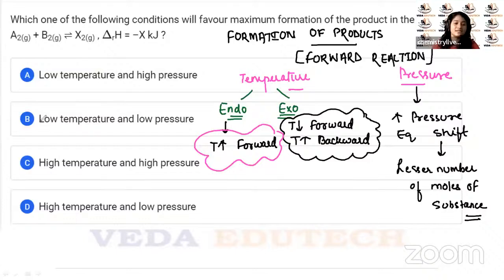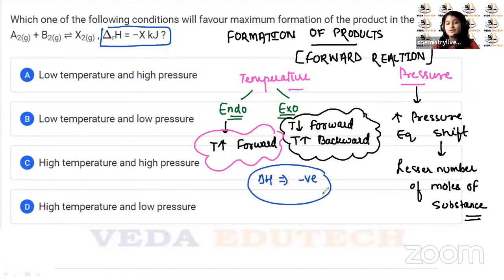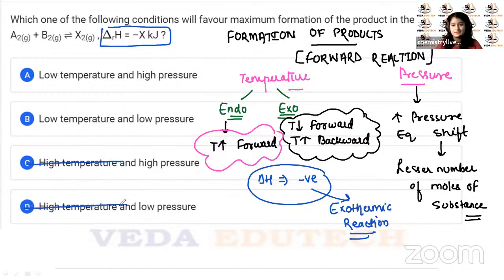And what are we going to discuss here then? We'll see what's given in the question. The value of delta H is given to us as negative. When delta H is negative, this is an exothermic reaction. In case of an exothermic reaction, when you want to take the reaction forward, you have to decrease the temperature, that means a lower temperature. So wherever there is high temperature, that option is going to get cancelled.